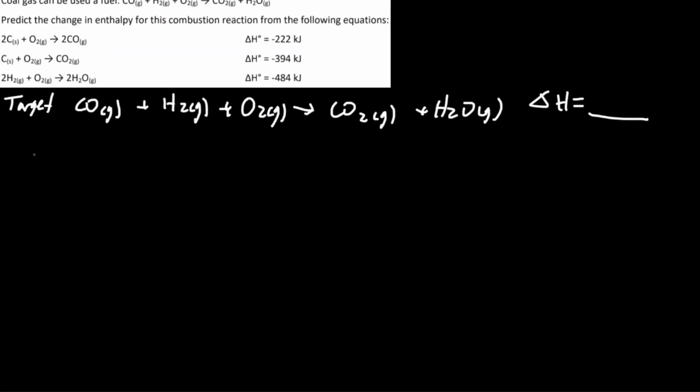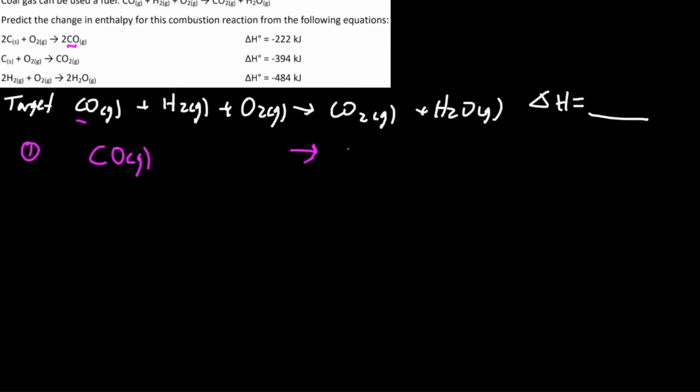All right, so for this next equation, we have to get everything to match our target equation of CO gas plus H2 gas plus O2 gas produces CO2 gas plus H2O gas, and we have to find the delta H value. So the first thing I see is we have carbon monoxide, and in our target equation, there's one of them, and it's on the reactant side. So what we can do is use our first equation here, and we can flip it. And not only do we flip it, but we flip it and we divide by 2.